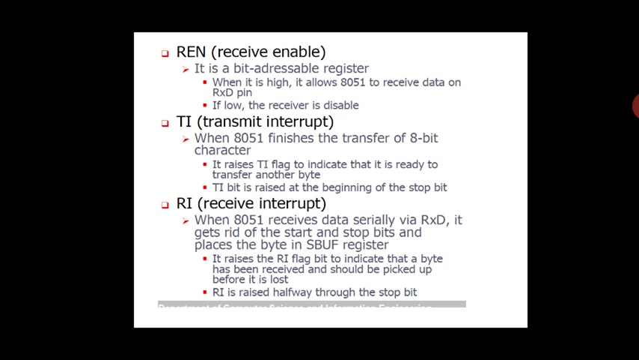One of the bits of SCON is REN. It indicates receive enable. It is bit addressable, so we can access it through the individual bit also. When it is high, it allows the 8051 to receive data on the RxD pin. It is an indication signal to the 8051 that something is happening, so receive it. If low, the receiver is disabled. If it is low, it won't accept any of the data bits received from the external device.